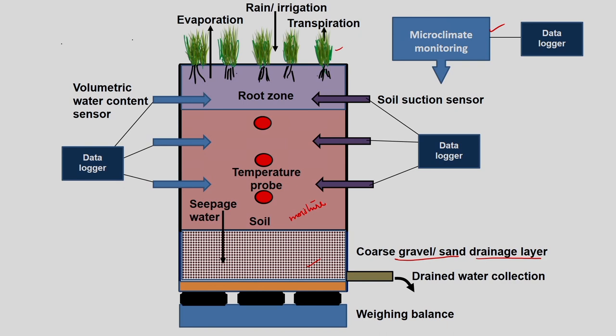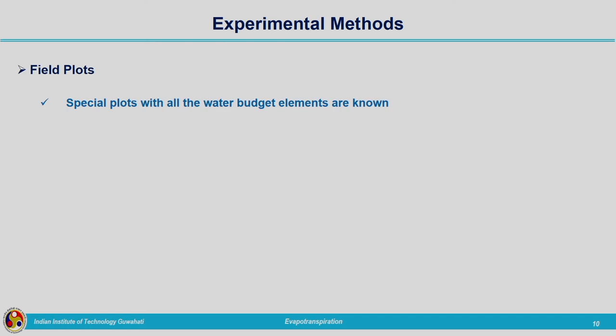All these sensors may not always be available. In that case, the quantity of water which is added to maintain constant soil moisture content will be measured. So for that, we will be having volumetric moisture content measuring sensors installed within the lysimeter. Now, the second way of conducting experiments is by means of field plots. In this, we are not taking separately a tank or pan, nothing like that. A separate field is considered. Special plots with all water budget elements are known.